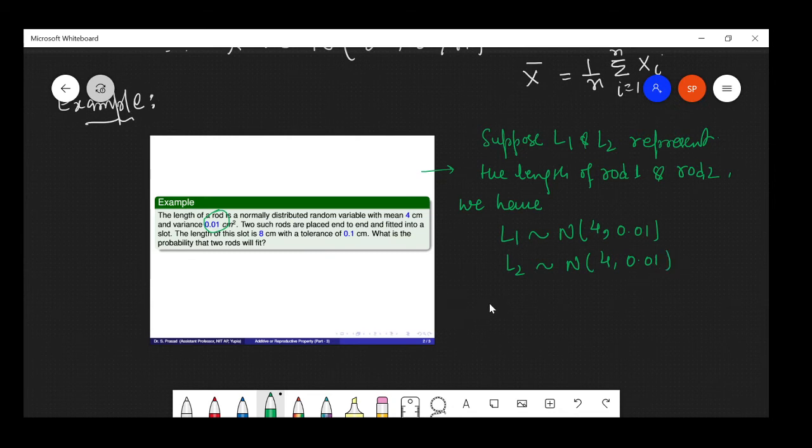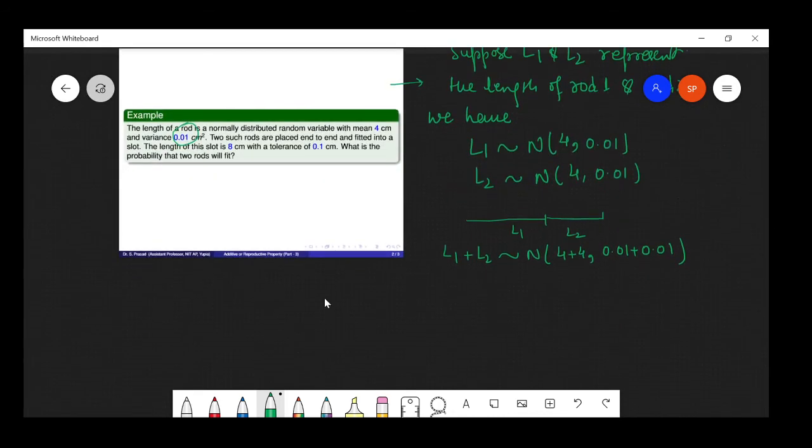Now the length of the slot is 8 cm, and the rods are placed end to end, meaning L1 is 4 and after that we fit L2. So L1 plus L2 also follows the normal distribution. By the additive properties of the normal distribution, mu is 4 plus 4, and the variance is 0.01 plus 0.01. So L1 plus L2 follows the normal distribution with parameters 8 and 0.02. Now the question is to find the length of this slot.